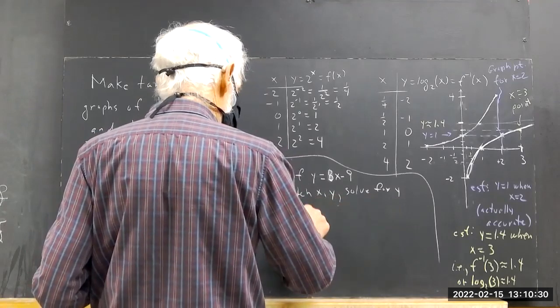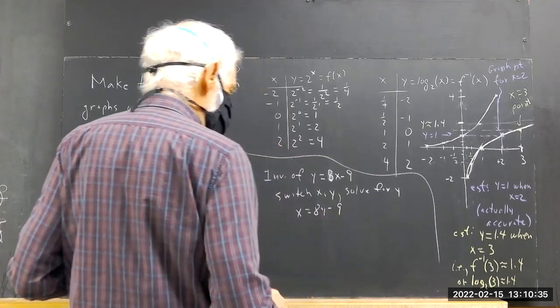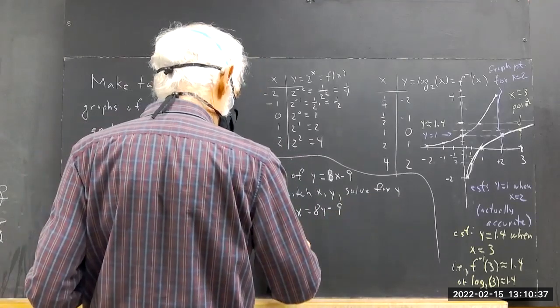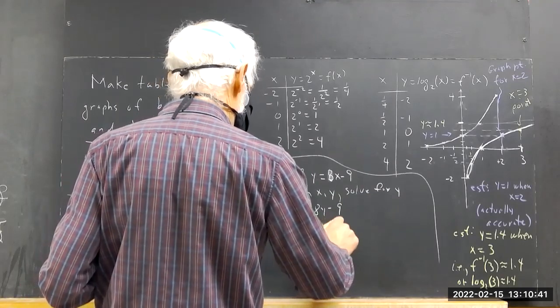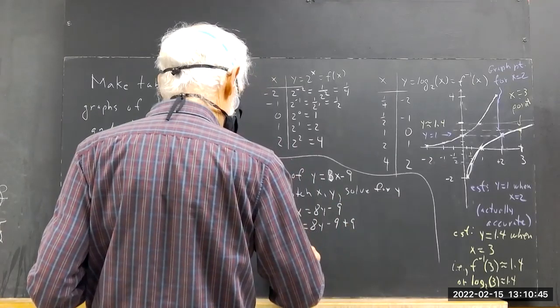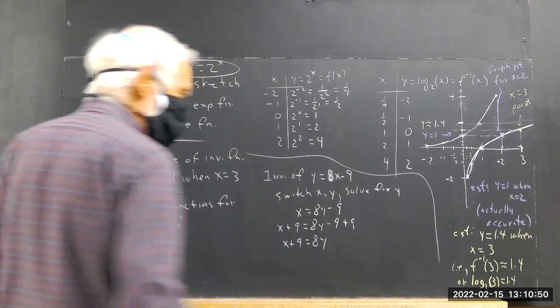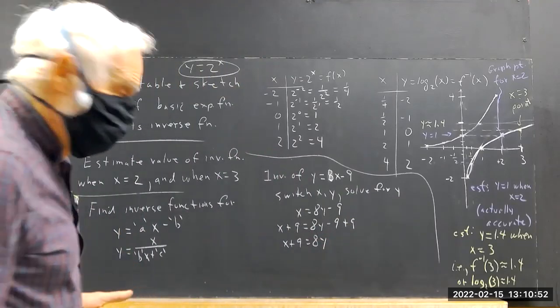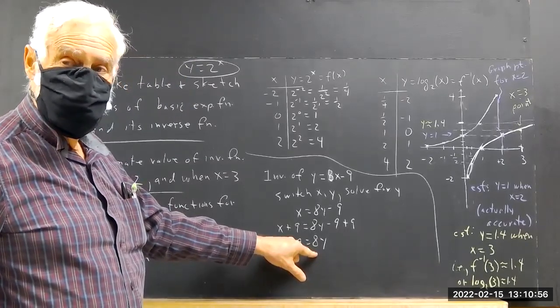Switch x and y, we get x equals 8y minus 9. Solve for y, we get x plus 9 equals 8y minus 9 plus 9. So we get x plus 9 equals 8y. Then we divide both sides by 8. You don't subtract 8 to get y, you divide by 8.